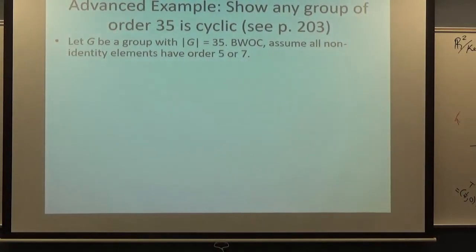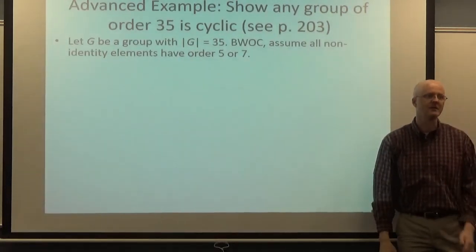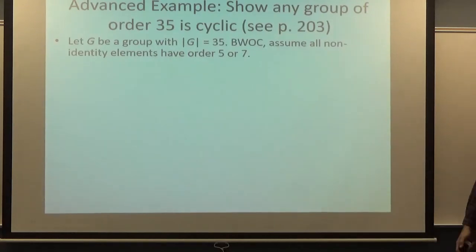So suppose you've got a group of order 35. By way of obtaining a contradiction, BWOC, assume all non-identity elements have order 5 or 7. Because if any had order 35, you'd be done. Right? It'd be cyclic. So somehow this assumption is going to lead to some sort of contradiction, and therefore there must be an element of order 35. That's the big picture of the argument.